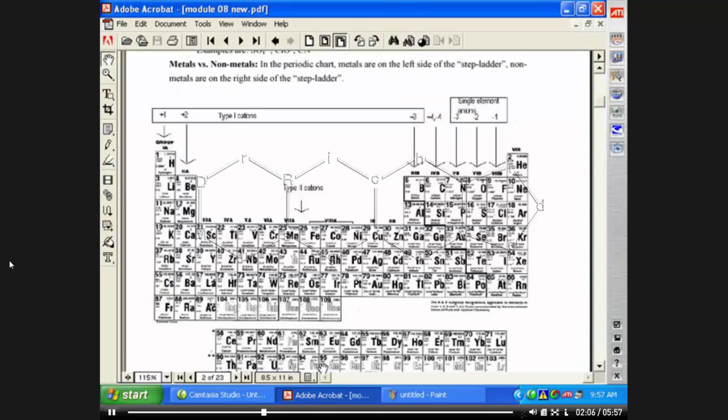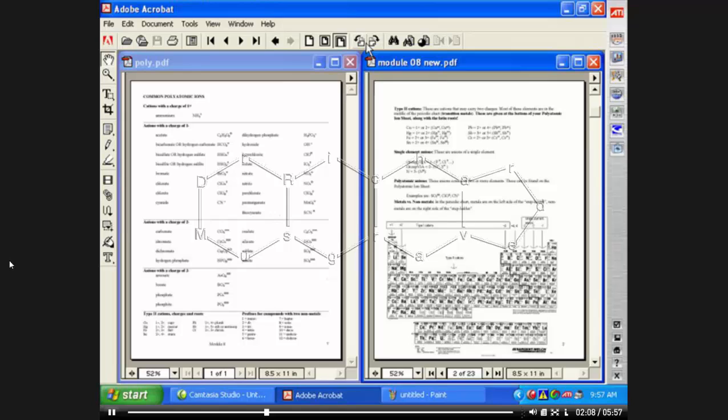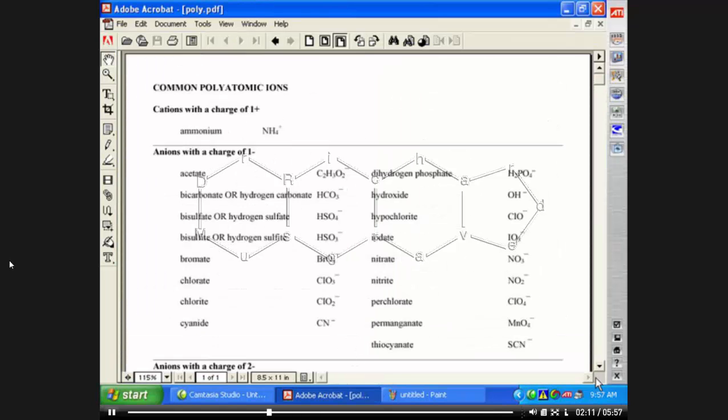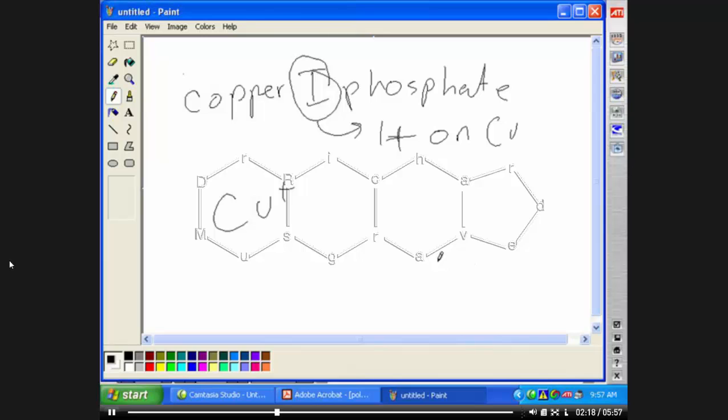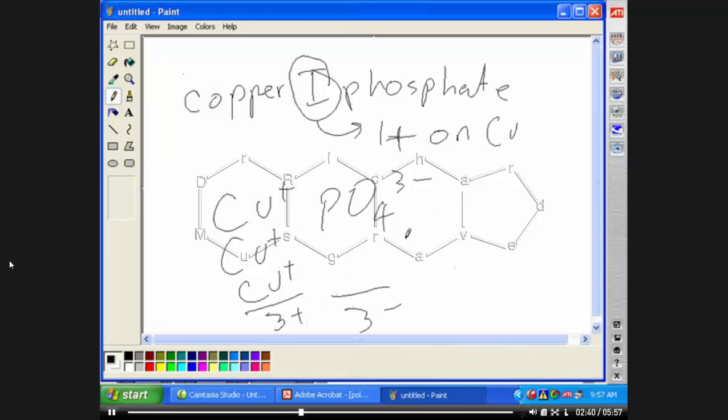So what we do is we go to the polyatomic ion sheet, which again is in the back of your module. Phosphate. Here it is. PO4 3-. So write that down. And again, the question I want to ask is, how many of each do I need in order to make the positives and the negatives equal? And I hope that you can see that we would need 3 coppers to give us a 3+ charge to match the 3- charge on the phosphate.